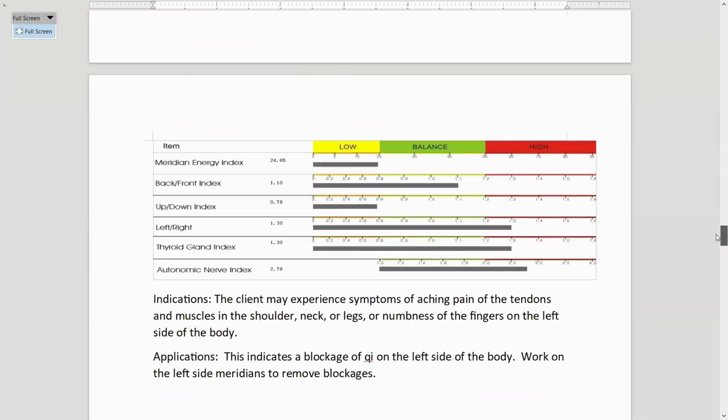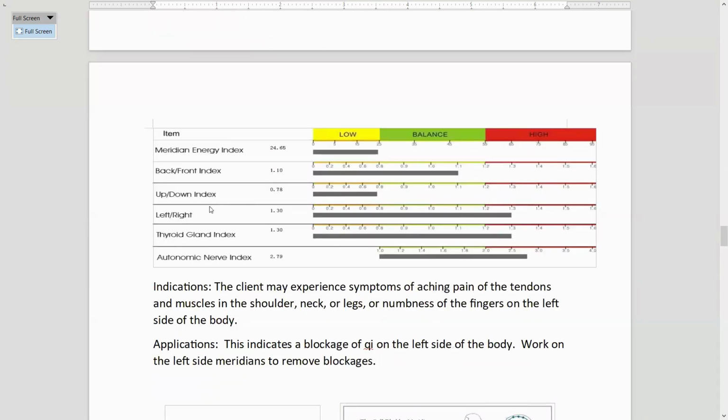So left and right. So when we see that this is all the way in the high, we would say that, oh, this person is favoring their left side. So that would mean that the scans on the left side were higher than the right. It could be that the left side just had really high scans, or conversely, maybe the right side was actually low.